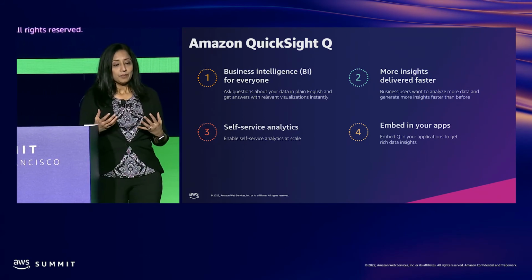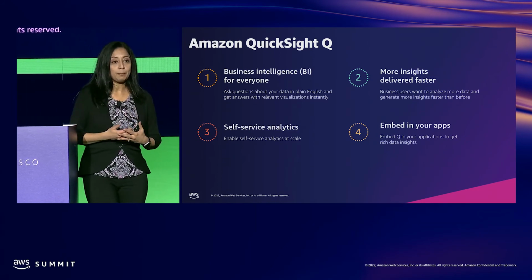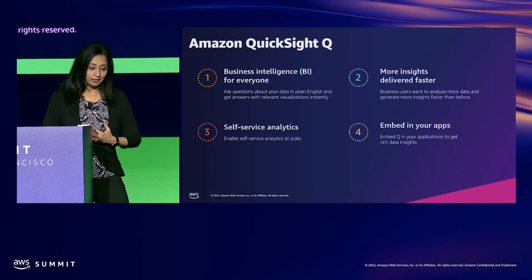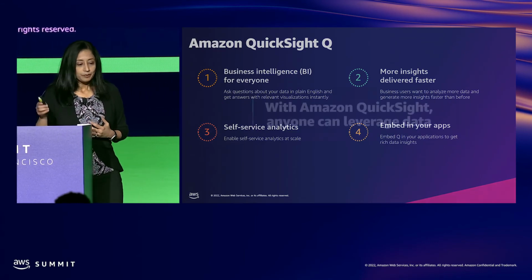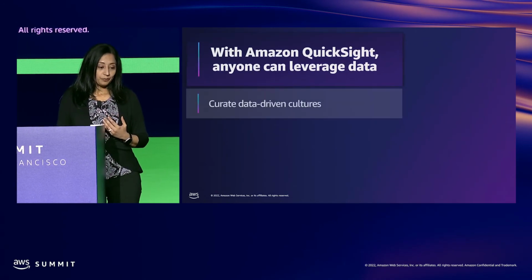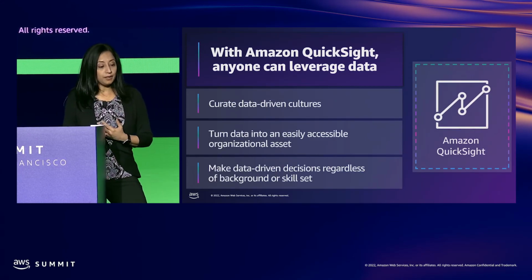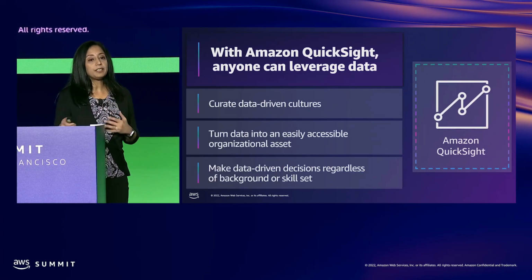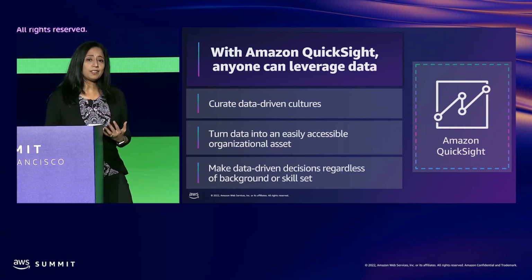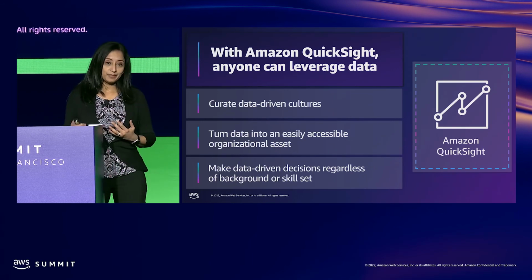And lastly, Q can be embedded, just like QuickSight can be embedded. Q can be embedded into your applications. There's a session tomorrow that will discuss QuickSight embedding in more detail. So with Amazon QuickSight, anyone can leverage data. Through its machine learning powered capabilities, you can truly drive data-driven cultures. You can turn data into an easily accessible organizational asset, regardless of your background or skill set. You can make data-driven decisions.